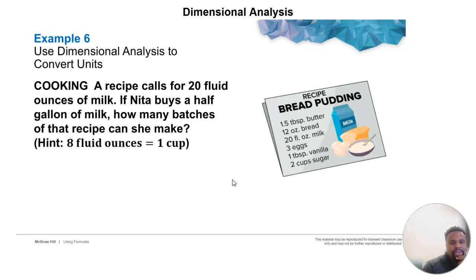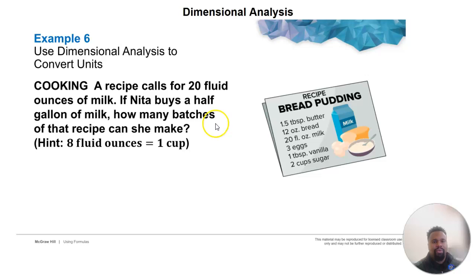Let's look at this one. A recipe calls for 20 fluid ounces of milk. If Nina buys half a gallon of milk, how many batches of that recipe can she make? All right. So 8 fluid ounces equals a cup. And so let's take a look at this to help us out.